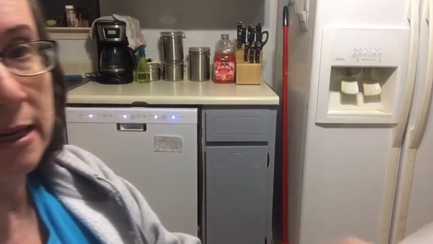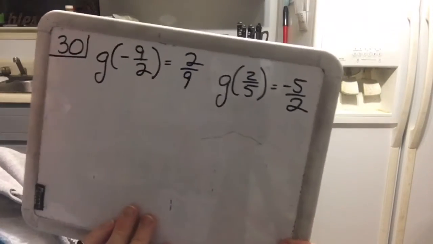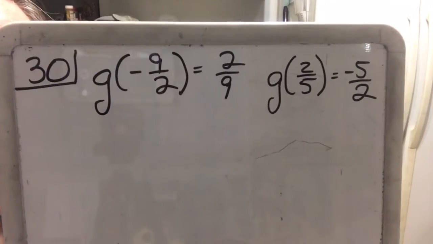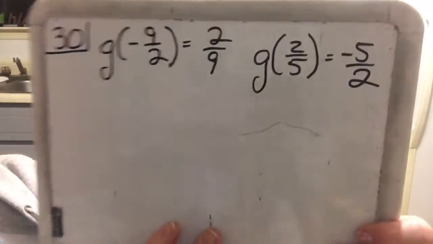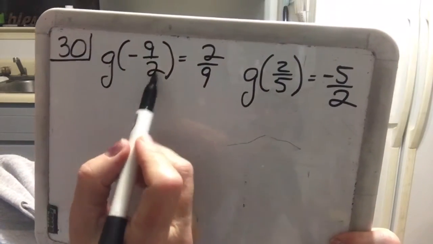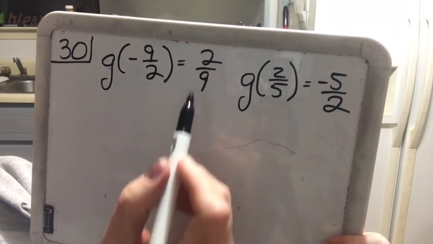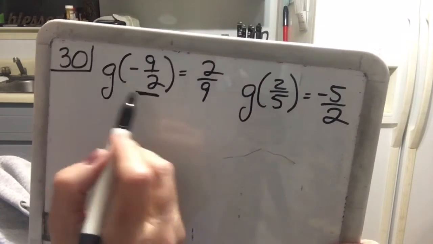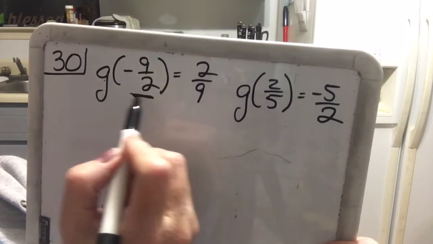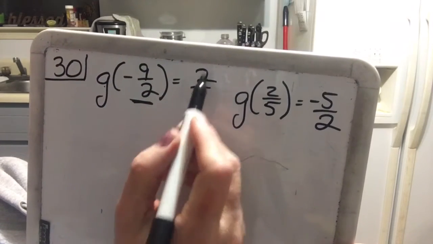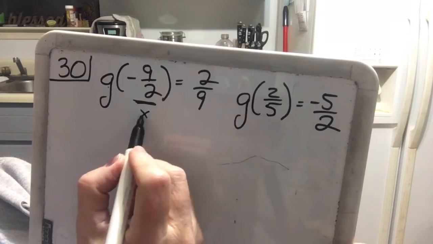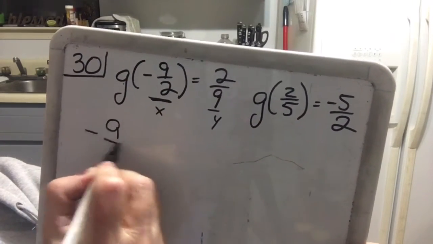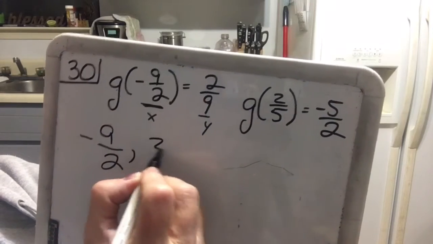And then this is number 30. We have 2 points, but they're written a little bit differently, aren't they? Because we have g of -9/2 is 2/9. That means that this is the x value, and remember the g is equal to the y value. So this is the x value, and this is the y value. So the point is -9/2, 2/9.